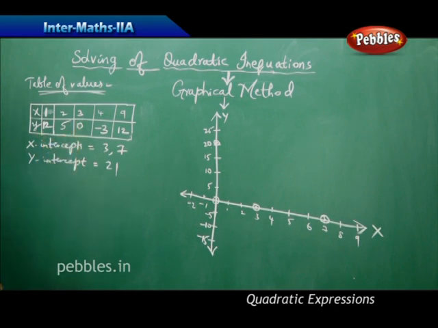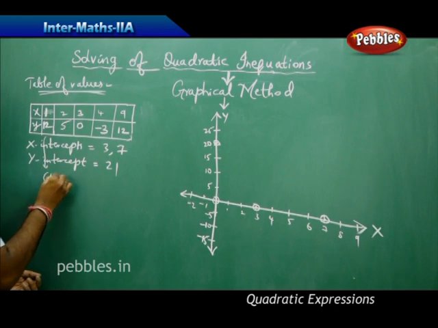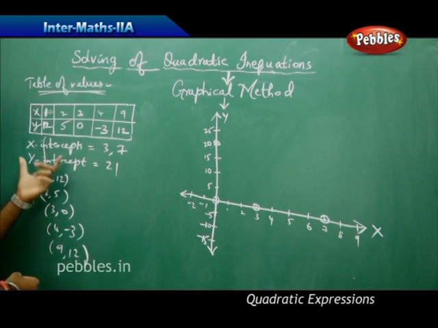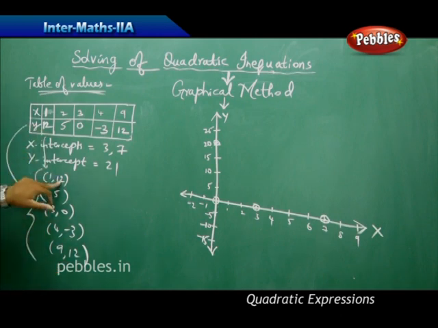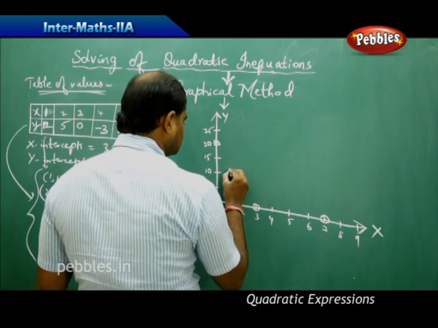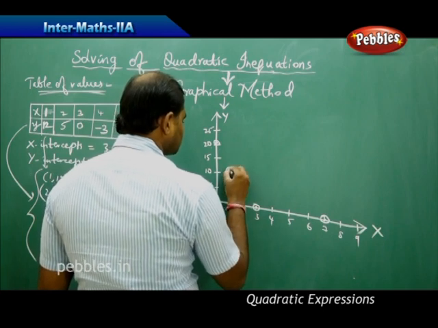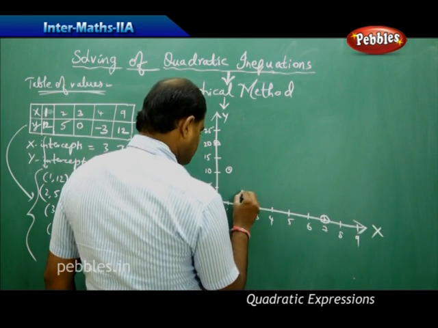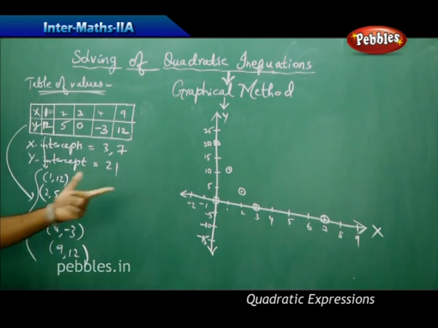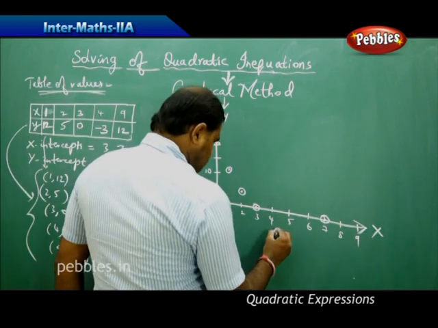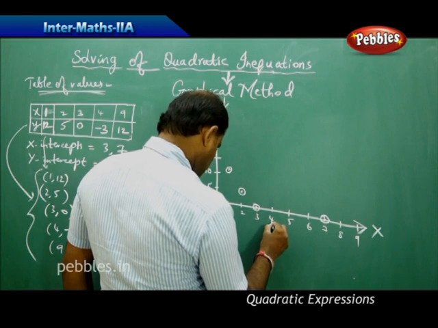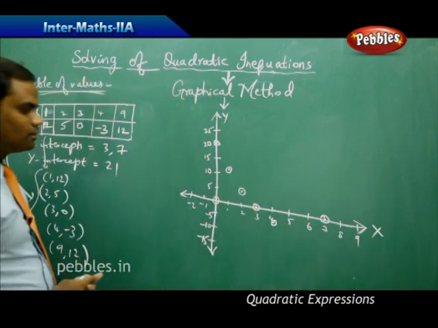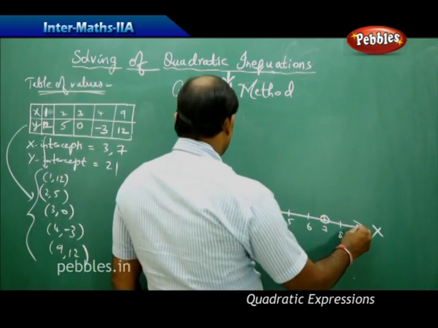Now let's plot the other points from the table of values, where the coordinates are given by (1, 12), (2, 5), (3, 0), (4, -3), and (9, 12), as taken from the table. Let's mark the first point, (1, 12), which comes approximately here. Now similarly, I plot the second point, (2, 5), somewhere out here. Then I have (3, 0), which is already plotted on the x-axis, and (4, -3), which comes here. And then I have (9, 12), which comes somewhere here.